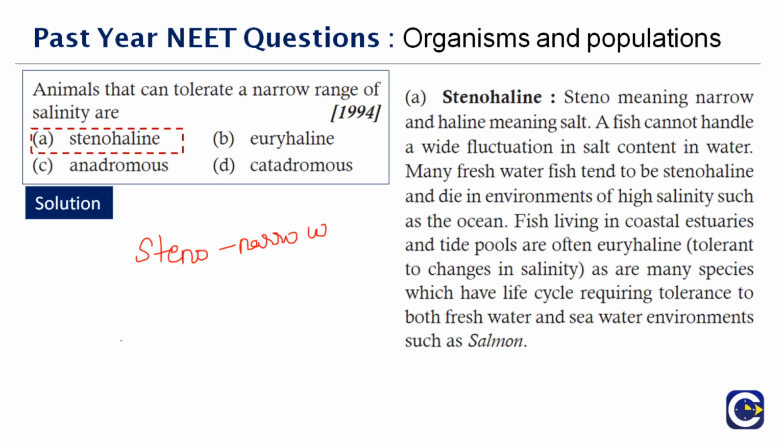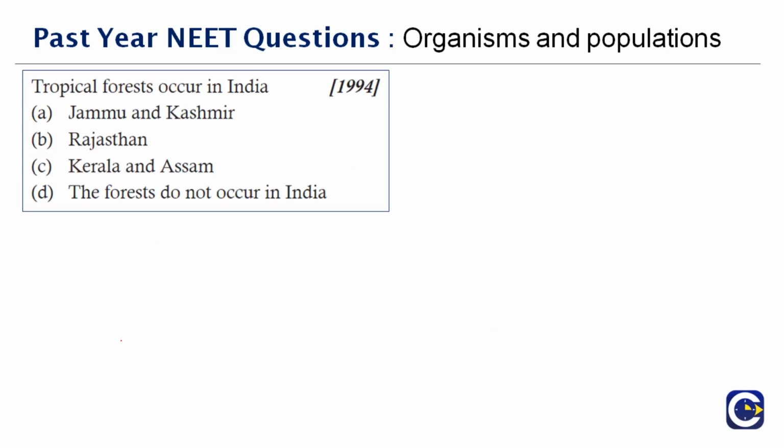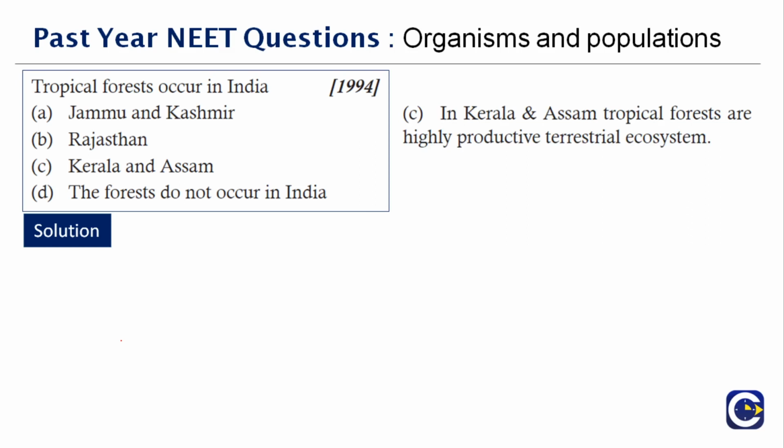Okay. Next question here. Tropical rainforest in India occurs in dash. I think this is a very direct question and you must know the answer. It is in Kerala and Assam, the equatorial range. I mean the tropical range. The tropical forests are seen, which in India are in Kerala and Assam. It's a highly productive terrestrial ecosystem. Okay, it's the tropical part of Kerala and Assam.